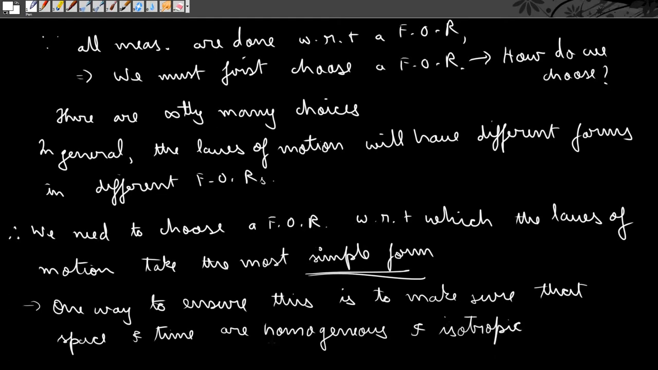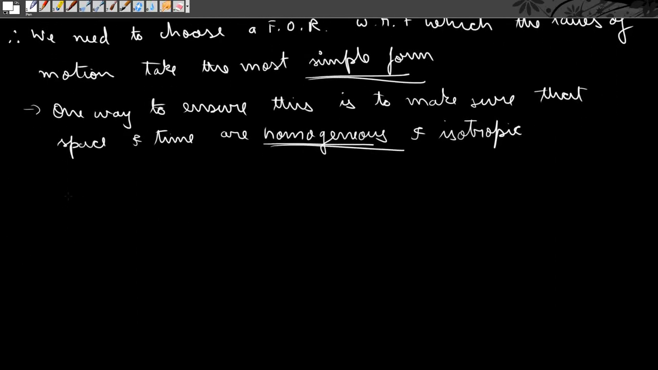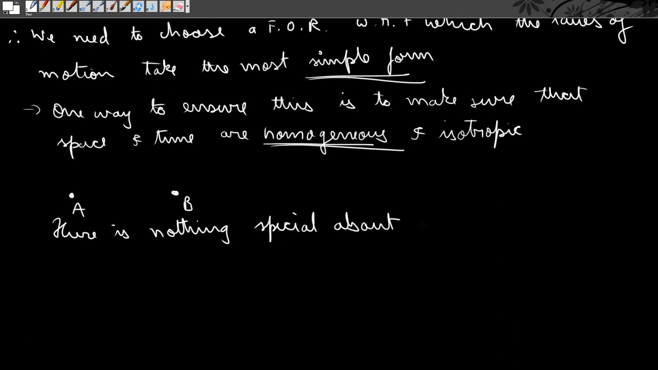So what do I mean when I say that space and time are homogeneous? What this means simply is that if I have one particular point in space and any other point in space, then there is nothing special about this point as compared to this point. So there is nothing special about, let's call this A and let's call this B, A as compared to B. That is the meaning of homogeneous or homogeneity of space.